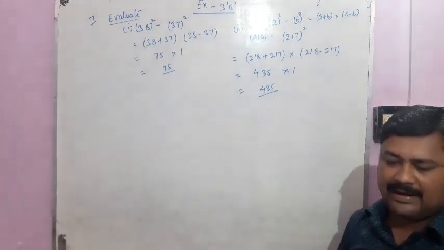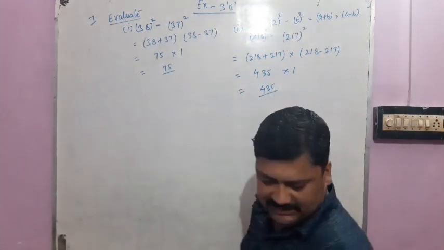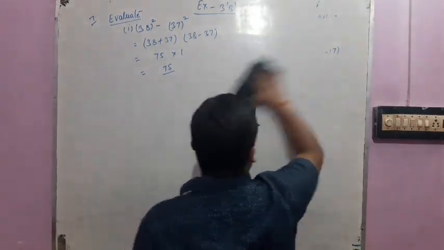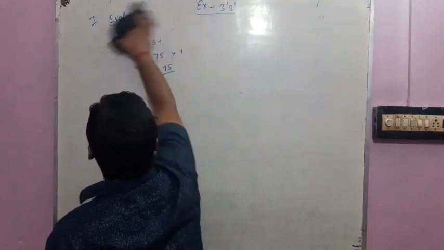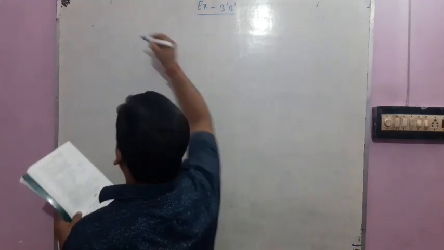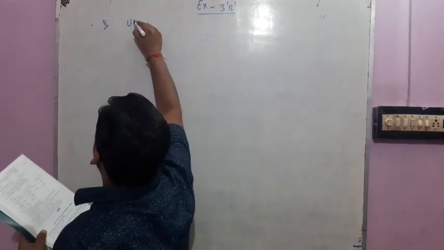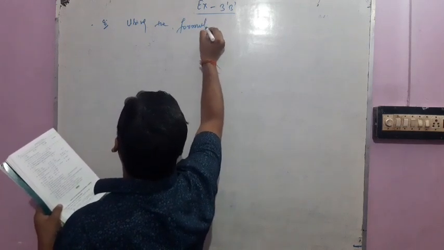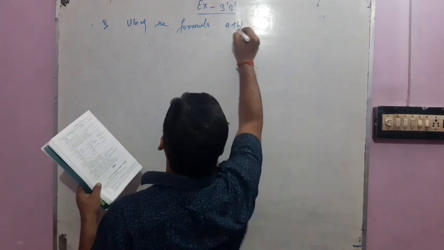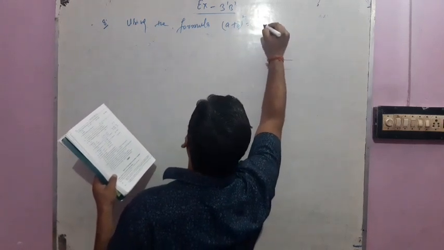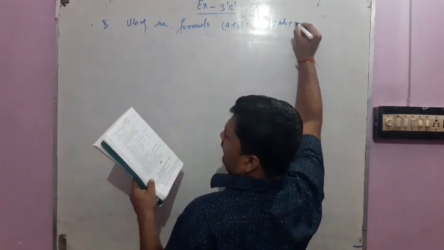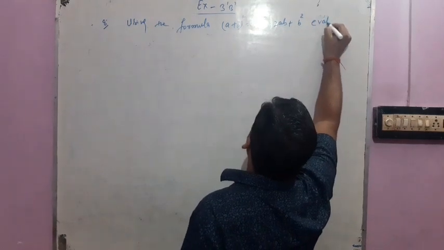Now student, look at question number 8. Here one algebraic identity is given. Using the formula a plus b whole square, what we have to find? A square plus 2ab plus b square. We have to evaluate some values.